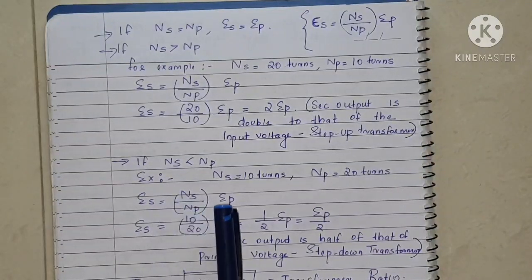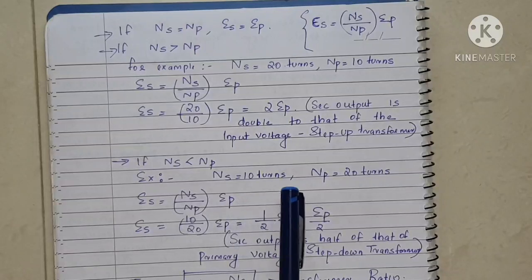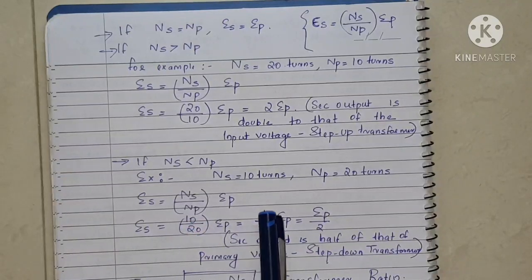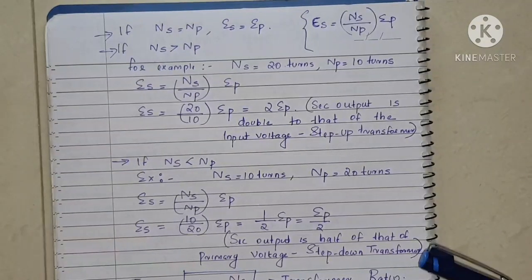If NS is less than NP, let us take another example, NS as 10 turns and NP as 20 turns. So, ES can be written as 10 by 20 EP, which is equal to half EP, that is EP by 2 or VP by 2. The secondary output is half of the primary voltage. Here the secondary voltage is less. We can say that it is a step-down transformer.